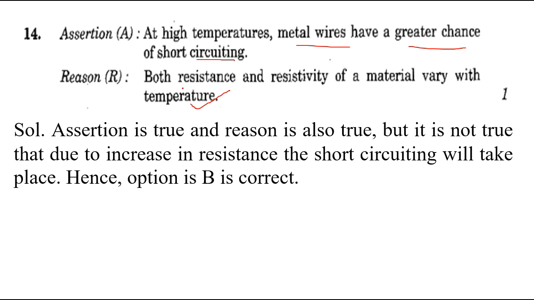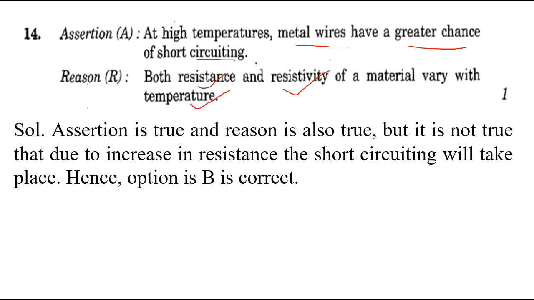And the second statement is saying that both resistance and resistivity of the material vary with temperature. Yes, if you increase the temperature, the resistance as well as the resistivity will both increase. But can you find any relation between these two? The reason says that on increasing temperature the resistance is increasing, and the assertion says that at high temperature the metal wire has high chances of short circuiting. Both of these statements are correct, but they are not related.